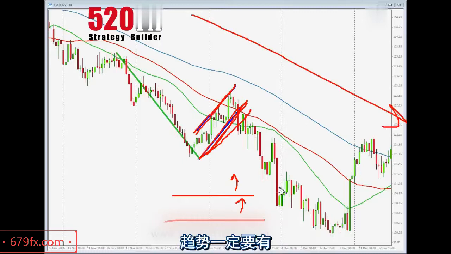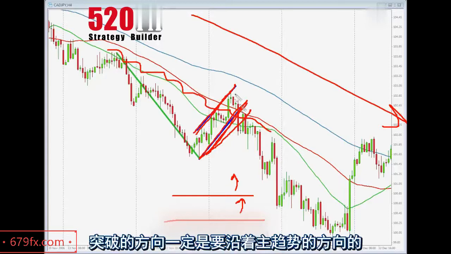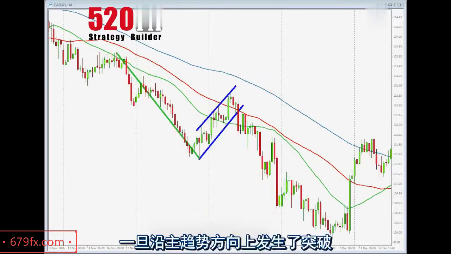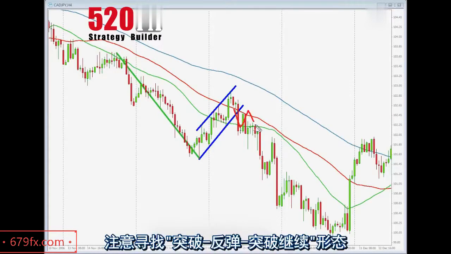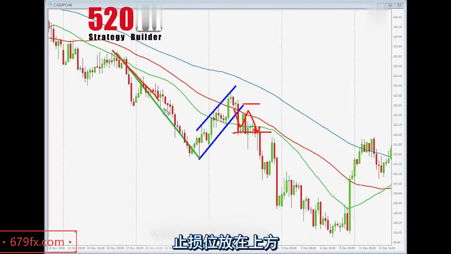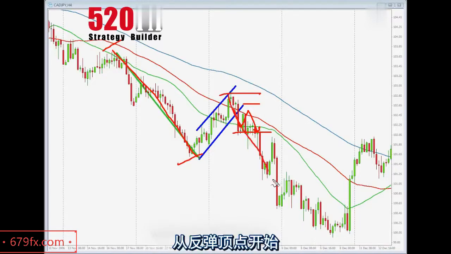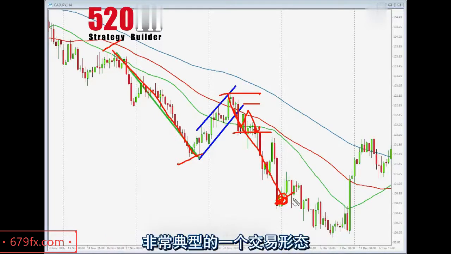You need the trend, you need the moving averages to catch up with price. Once you get the breakout only in the direction of the main trend, if price continues moving against the trend, you don't take that trade. Once you get the breakout in the direction of the main trend, you wait for your entry in the shorter time frames in the shape of a breakout, pullback, continuation, and from there you enter short, you place your stop loss, you measure the previous swing total move, add it to the tip of the retracement channel, and from there you project your final target. Very, very typical price pattern.